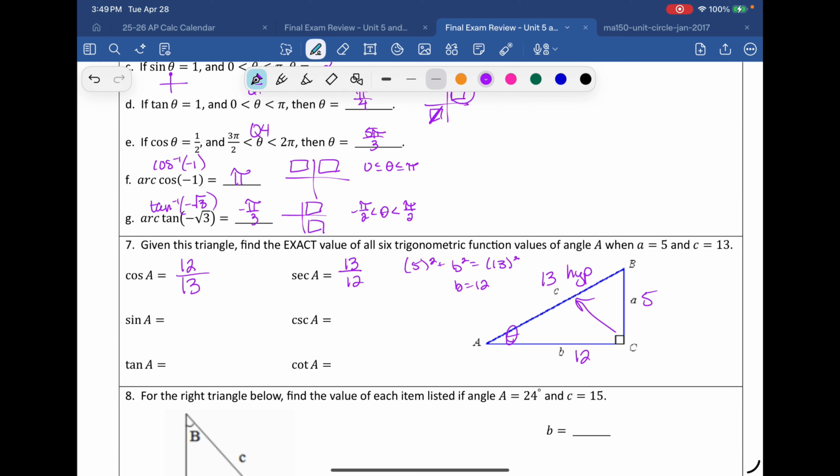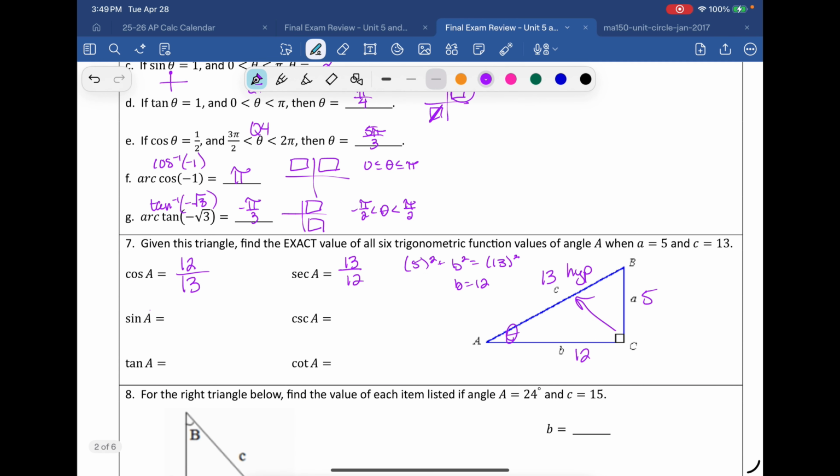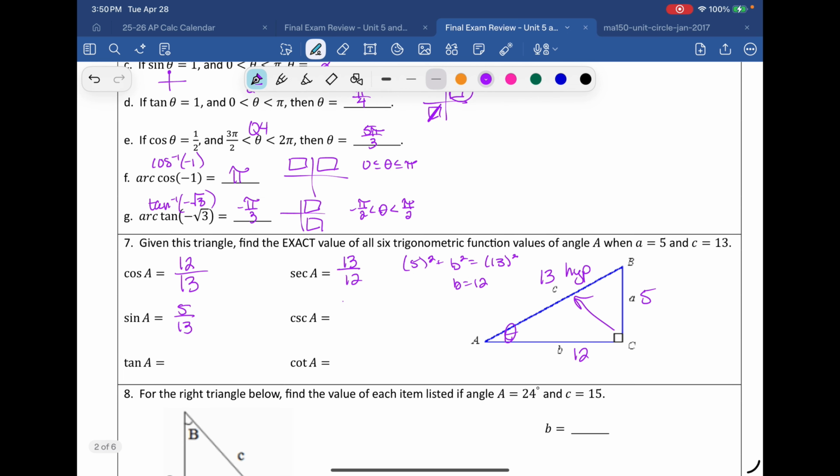Sine is opposite over hypotenuse, so that's 5 over 13, which automatically gives me cosecant because that's a reciprocal. And tangent, opposite over adjacent, so that's 5 over 12. So cotangent would be the reciprocal, 12 over 5.